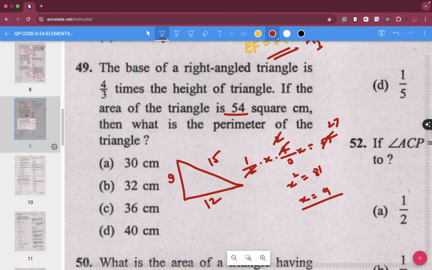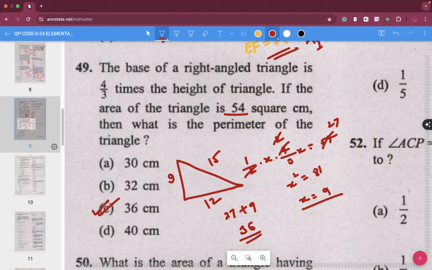Then they are asking what is the perimeter. So 15 plus 12 is 27, plus 9 is 36. So 36 centimeter is going to be the perimeter for this particular question. Easy.